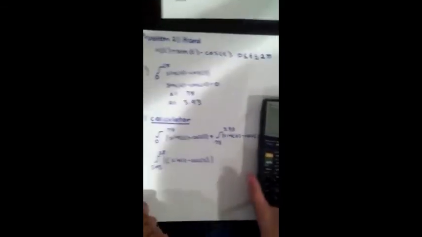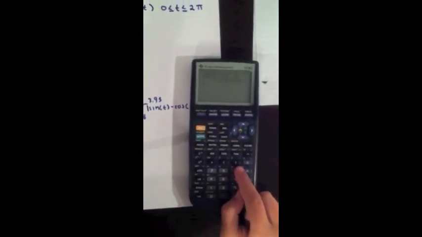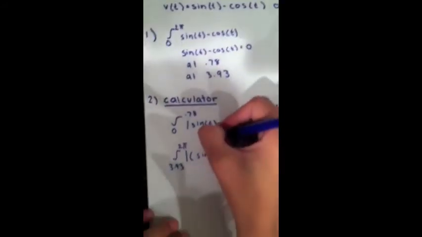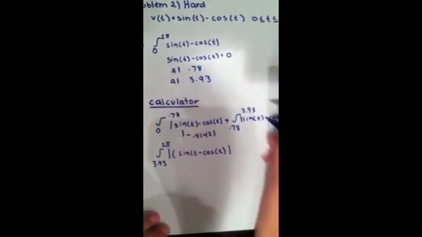The next thing you do is with your calculator and you click Math 9, and then you type in the equation sine t minus cosine t, comma x, comma 0, comma 0.78, because that's where it crosses the x-axis, and that answer is negative 0.4142, and you put that in absolute value.